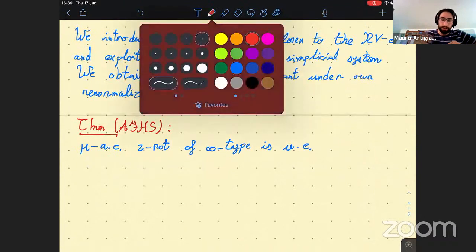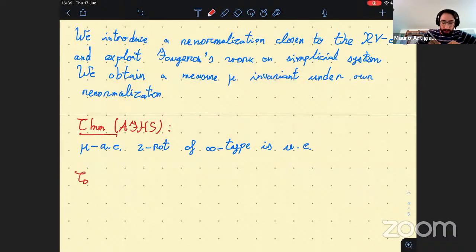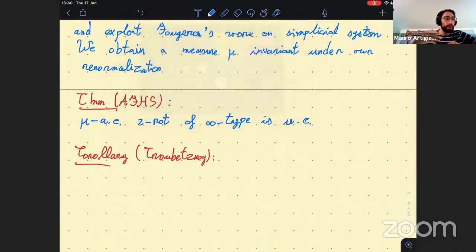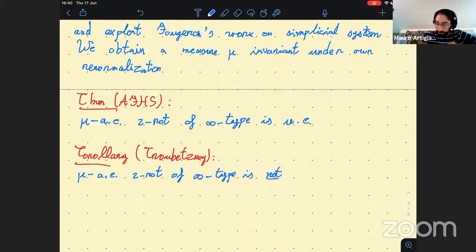And finally, the last corollary we get using this result plus a very recent work of Serge Trubetskoy is that double rotations are almost never weakly mixing. So mu-almost every double rotation of infinite type is not weakly mixing.